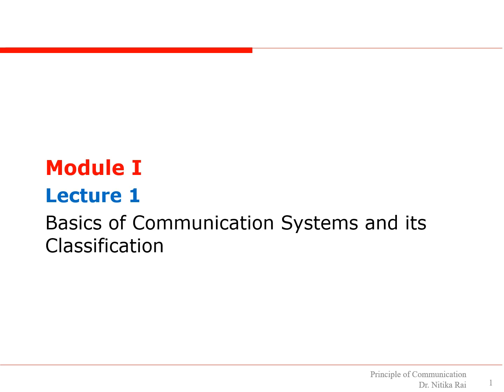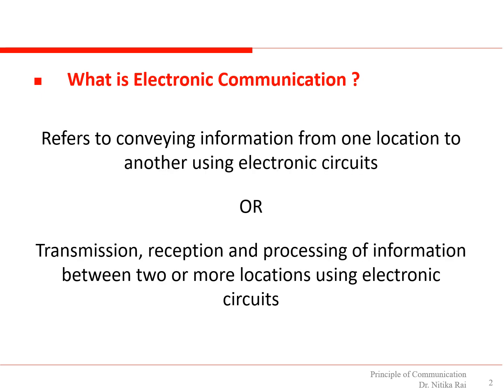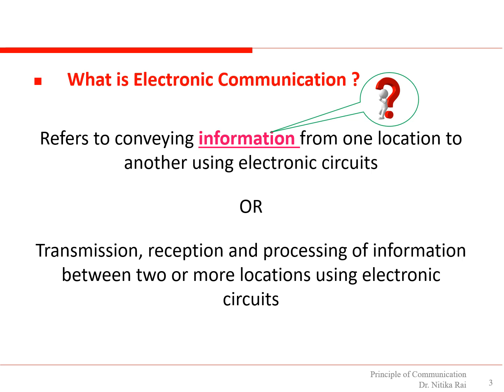Hello everyone. We start with the first lecture of Module 1 where we will discuss the basics of communication system and its classification. Let us start by answering a simple question. What is electronic communication? Electronic communication basically refers to conveying of information from one geographical location to another using electronic circuits, or we can define it as transmission, reception, and processing of information between two or more geographical locations using electronic circuits.